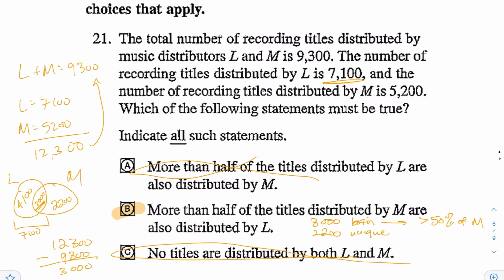Now, when you go through all the choices and figure out which one's more than half, for A, the fraction is 3,000 over 3,000 plus 4,100, and that is not greater than half. This is less than half. Whereas for choice B, when you have 3,000 over 3,000 plus 2,200, this is greater than 50%.